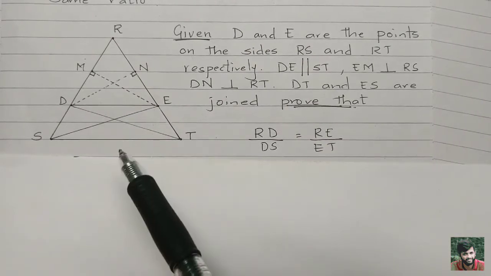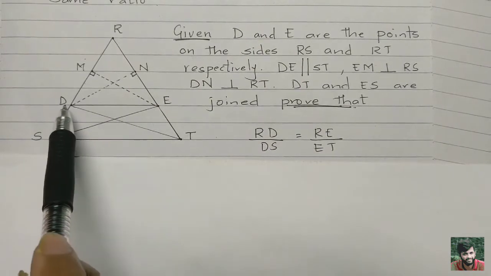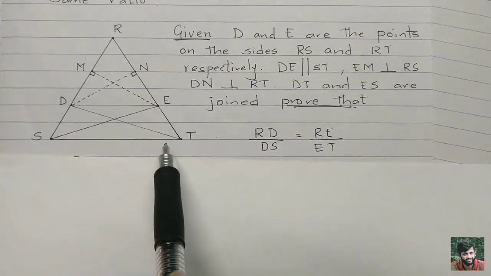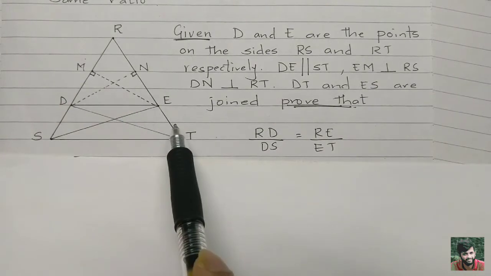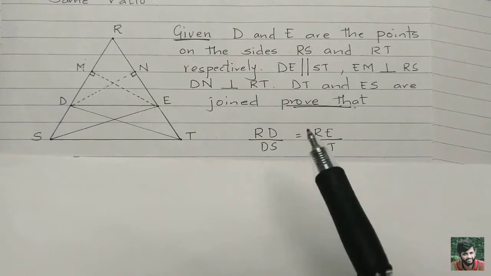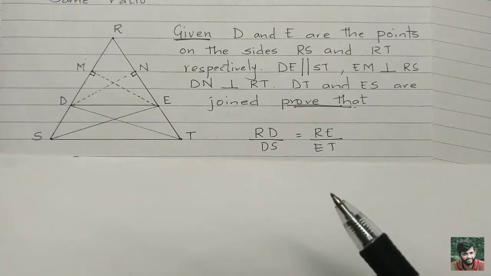Now in the previous section we have already understood that whenever I draw a line parallel to any side of the triangle, it will definitely divide the other sides in the ratio. But this is a theorem. Now we are supposed to prove that. So how do I start proving?